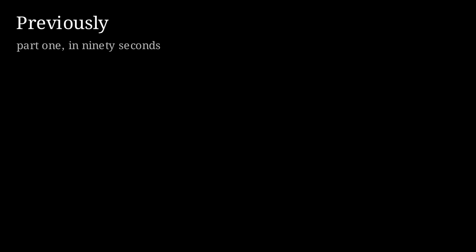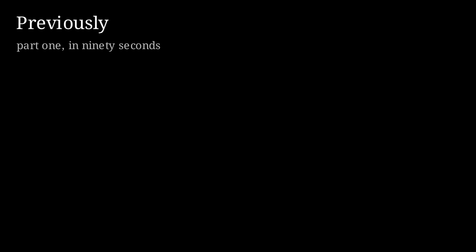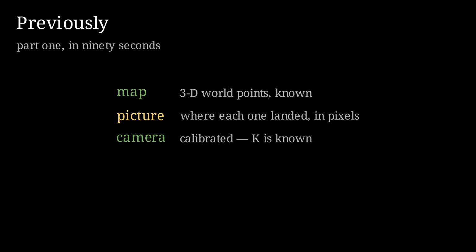Part 2. Before anything new, 90 seconds rebuilding what Part 1 left on the table. Because you may not have watched it, and even if you did, it was a lot of algebra to be carrying. The problem. You have a map, 3 points whose world positions you know, surveyed. A picture where those 3 landed in your image in pixels. And a calibrated camera, so the intrinsic matrix K is known. What's missing is the pose, the rotation R and translation T that say where the camera was standing.